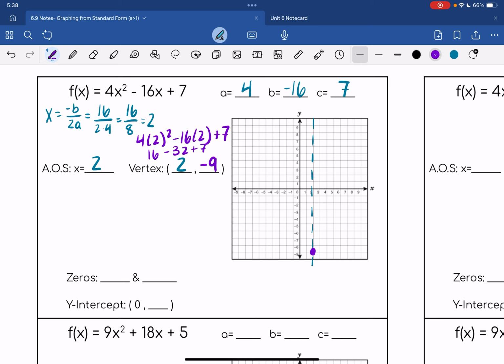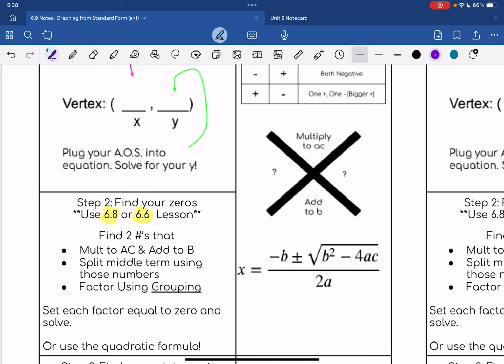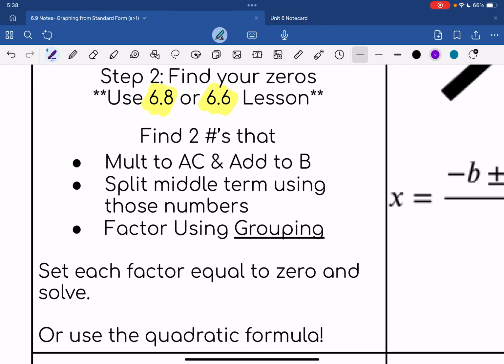That is everything we did back in 6.1. Now we are ready for step 2. To do step 2, we can either use 6.8 or 6.6. So we can either factor or we can use the quadratic formula. We are going to do one example one way, we're going to do the other example the other way, and then you guys can do whichever method you prefer.